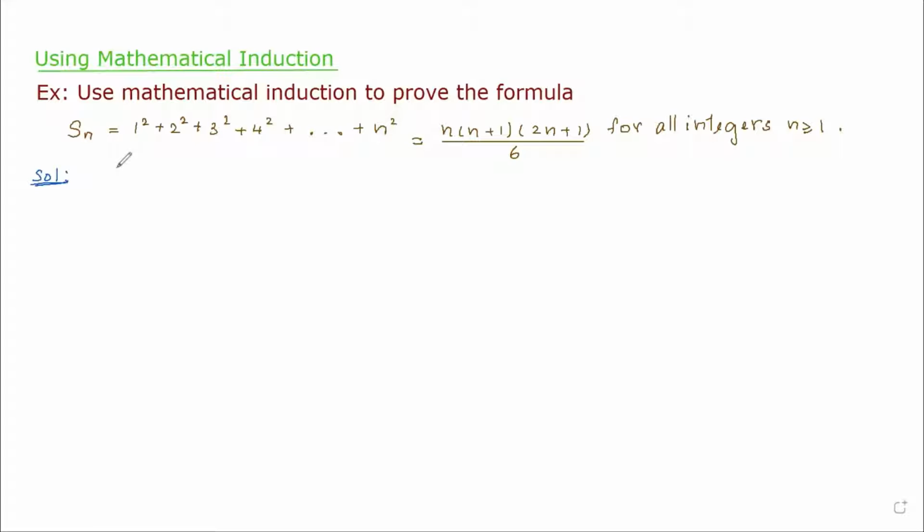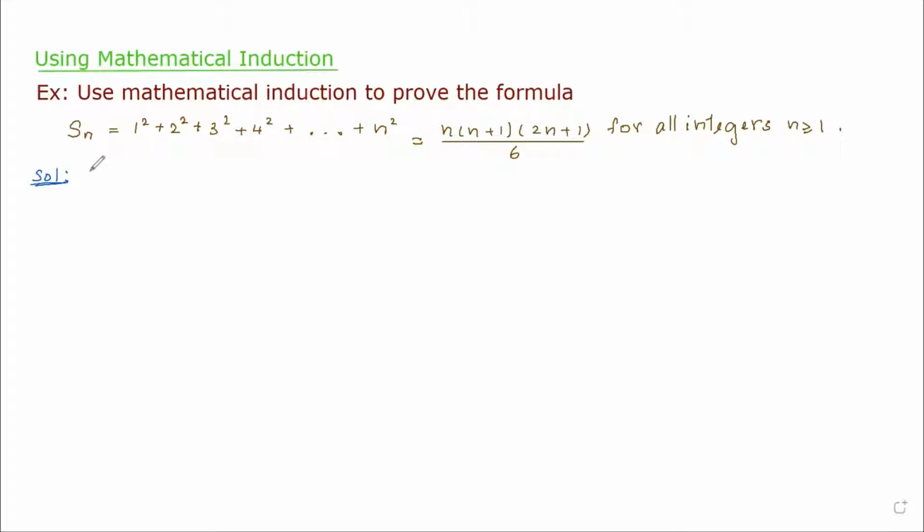The next example for proving any statement by using mathematical induction. Okay, then we see the example here. Use mathematical induction to prove the formula Sn equal to 1 square plus 2 square plus 3 square plus 4 square, and so on, equal to n(n plus 1)(2n plus 1) over 6, for all integers n greater than or equal to 1. So we use the 3 steps to prove, right?